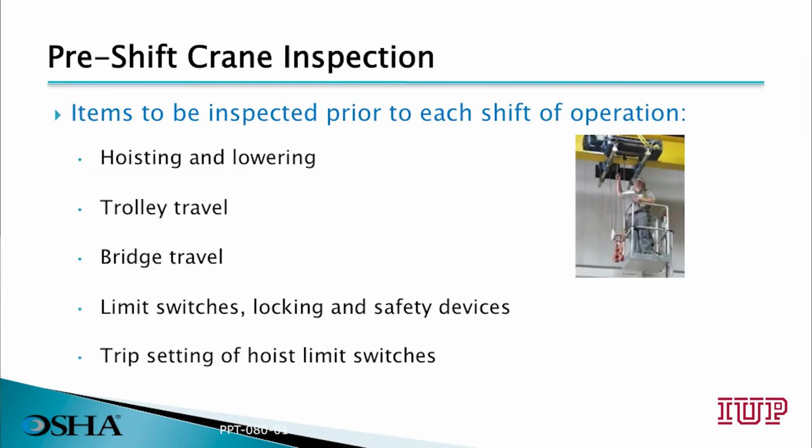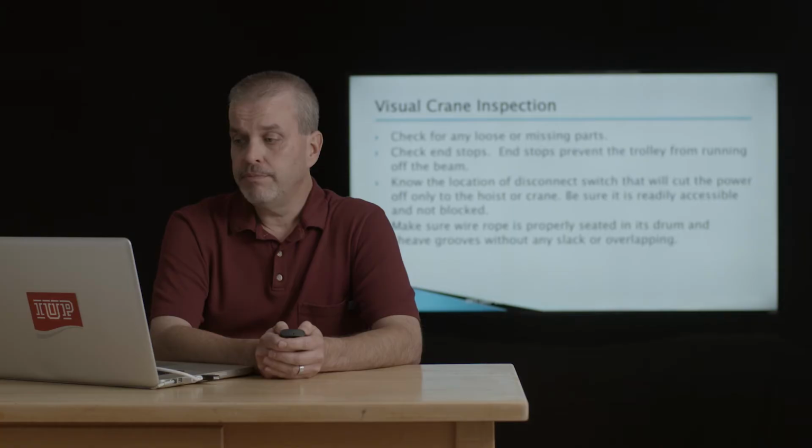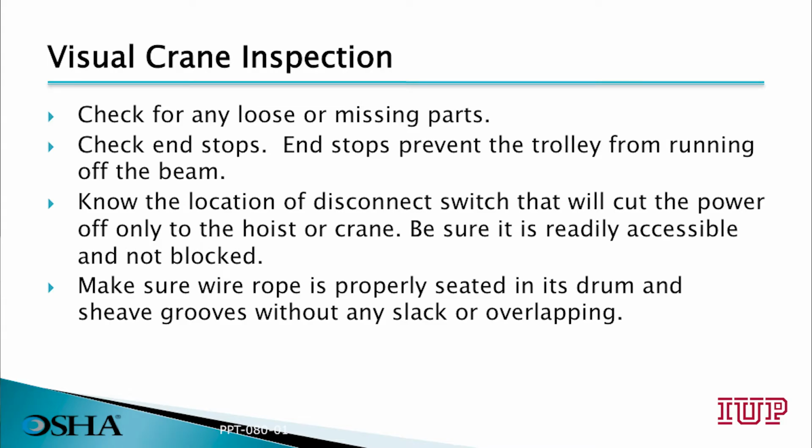Inspections. Pre-shift inspections should include hoisting and lowering equipment, the trolley travel, the bridge travel, limit switches, locking, safety devices, as well as trip setting of hoist limit switches. As part of your pre-shift inspection, visually inspect and check for any loose or missing parts. Check the end stops. End stops prevent the trolley from running off the beam. Know the location of any disconnect switch that will cut the power off to the hoist or the crane. Make sure it is readily accessible. Make sure the wire rope is properly seated in the drum and the shift grooves without any slack or overlapping.